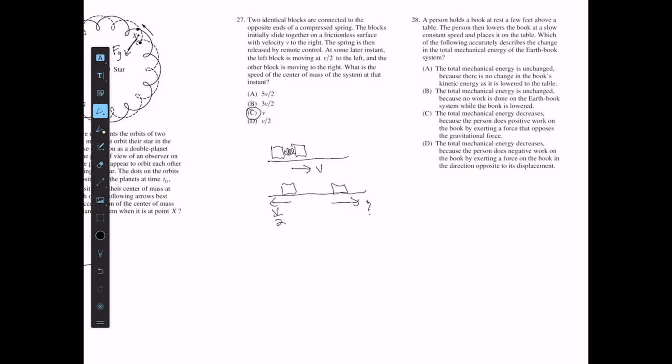So if the person didn't lower the book, it would just fall down at an acceleration of g. But instead, he lowered it with his hand, so it fell down at a constant speed. So he did negative work on the book. So the energy decreases, D. The person does negative work on the book by exerting a force on the book in the direction opposite to its displacement.